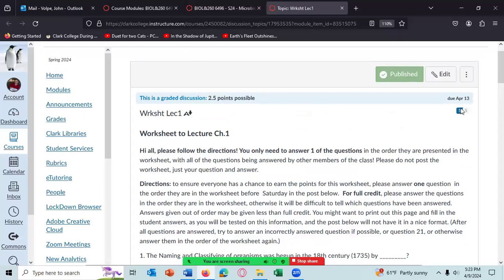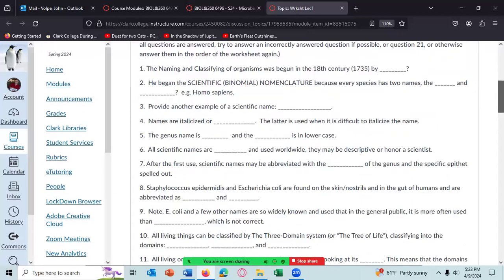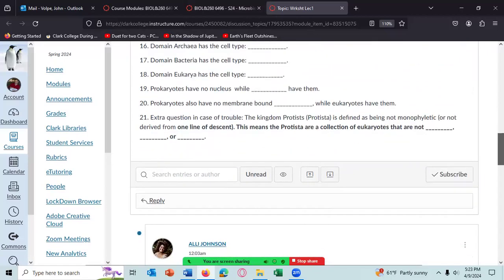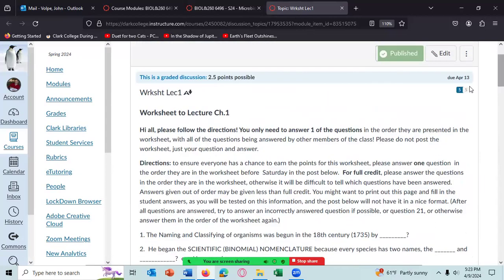Anyways, the point is you only need to answer about one question in each worksheet. That's because in worksheet number 1, there's only 21 questions and there are about 20 students in the class. If there's more than 20 questions, I may ask you to answer 2 questions. Any questions about the lecture worksheet?